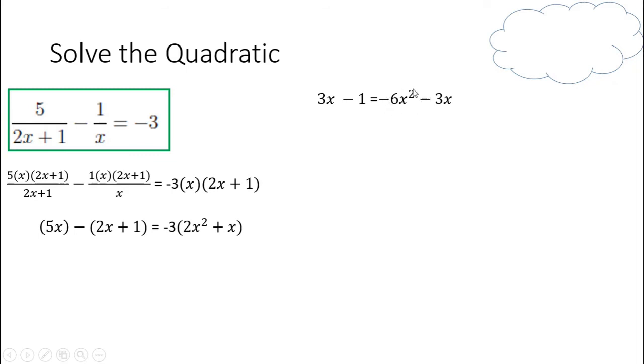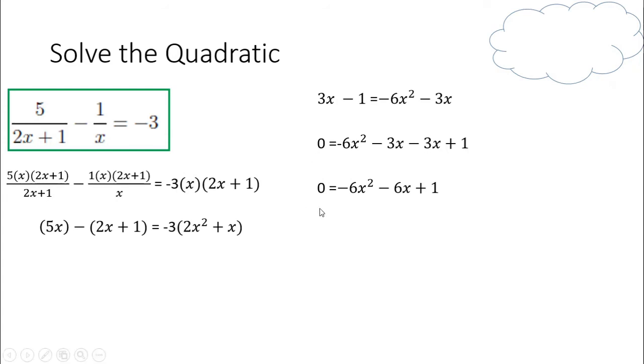Still looking like a quadratic here, so I better move this over to that side so that I'm left with 0 on one side, and then I can either solve by factorizing or by the formula. So taking the 3x to the other side, I'm going to minus it. Taking the 1 to the other side, I'm going to plus it. So I end up with negative 6x squared minus 3x minus this 3x again and plus the 1. So that's going to be negative 6x squared minus 6x plus 1.